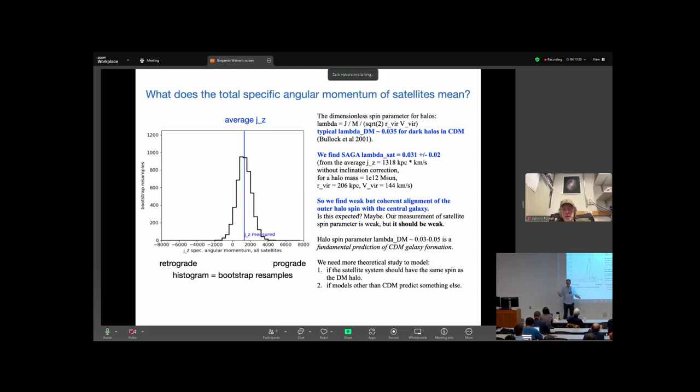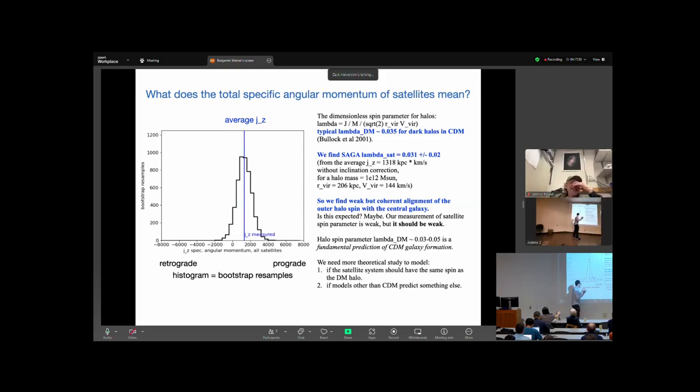Plus or minus 0.02, because this is a 1.6 sigma measurement, as I said. So we found a weak but coherent alignment of the outer halo spin with the central galaxy. And it's weak, but it should be weak. If I had measured 20%, we would be in deep trouble, right? Because this halo spin parameter, the fact that it is small and positive, is a fundamental prediction of CDM galaxy formation.